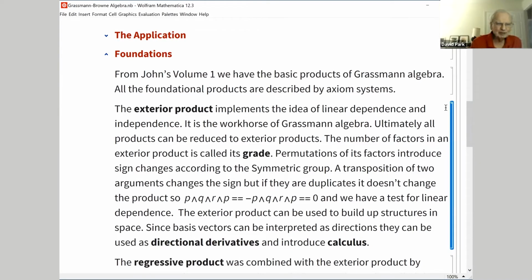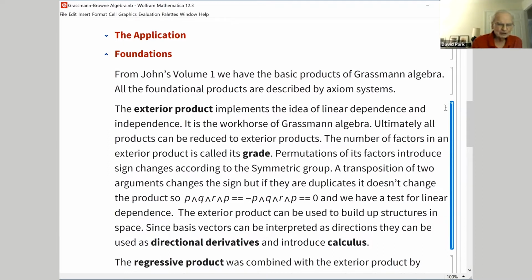Exterior product implements the idea of linear dependence and independence. It is the workhorse of Grassmann algebra. Ultimately, all products can be reduced to exterior products or scalars, I guess. The number of factors in an exterior product is called its grade.